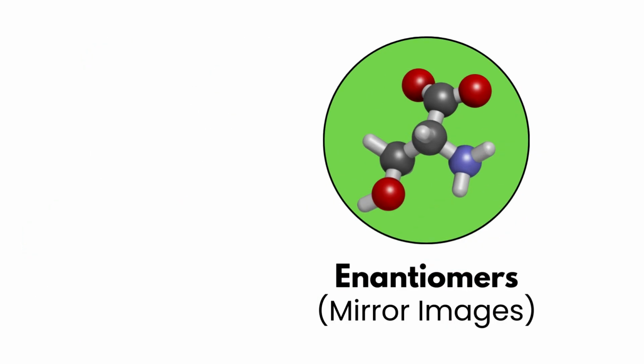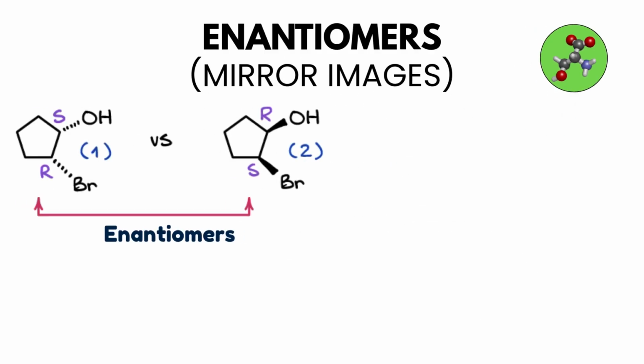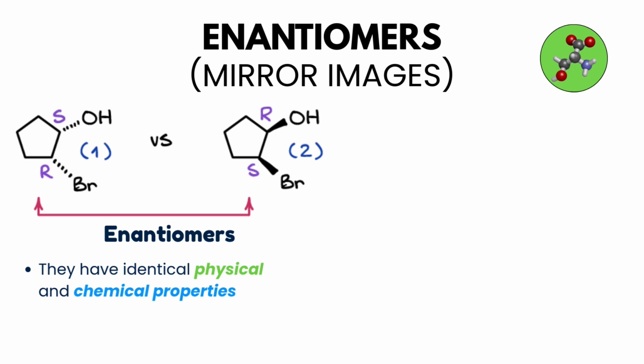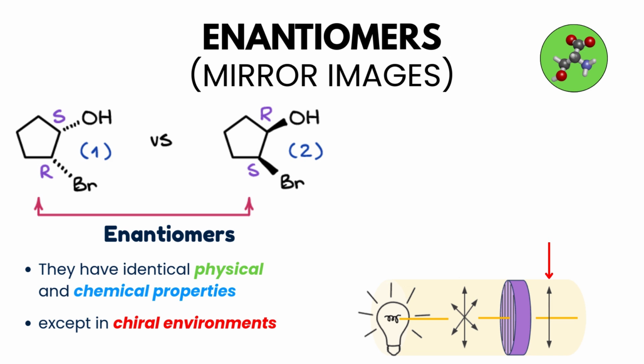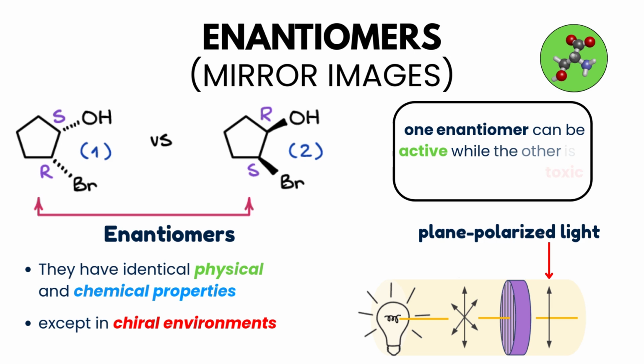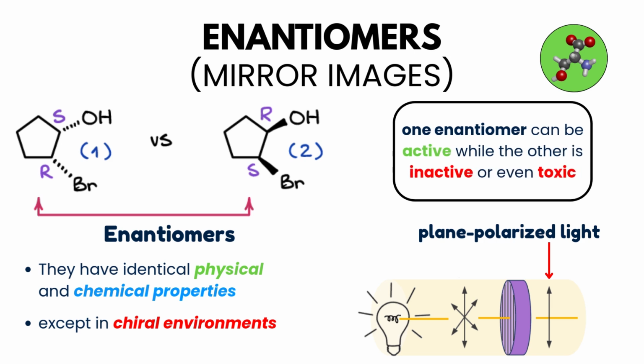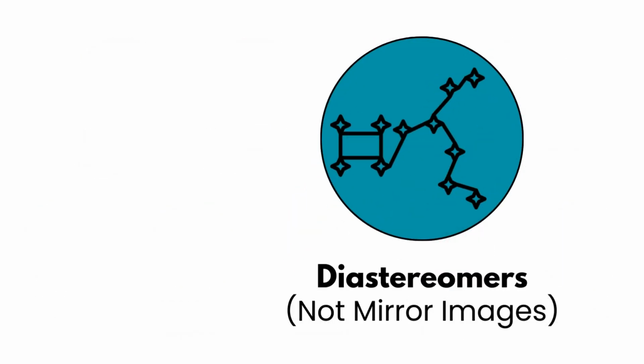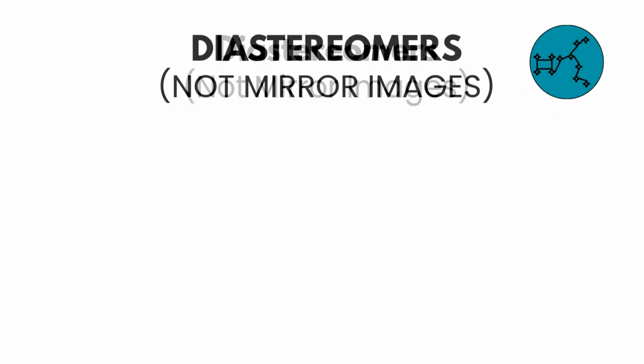Enantiomers, mirror images. Enantiomers are non-superimposable mirror images. They have identical physical and chemical properties, except in chiral environments. They rotate plane polarized light in opposite directions, and in biology, one enantiomer can be active while the other is inactive or even toxic.